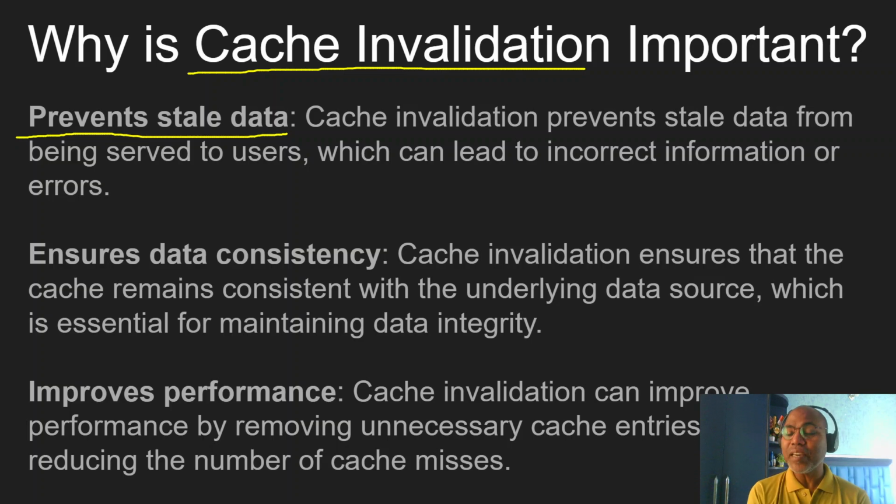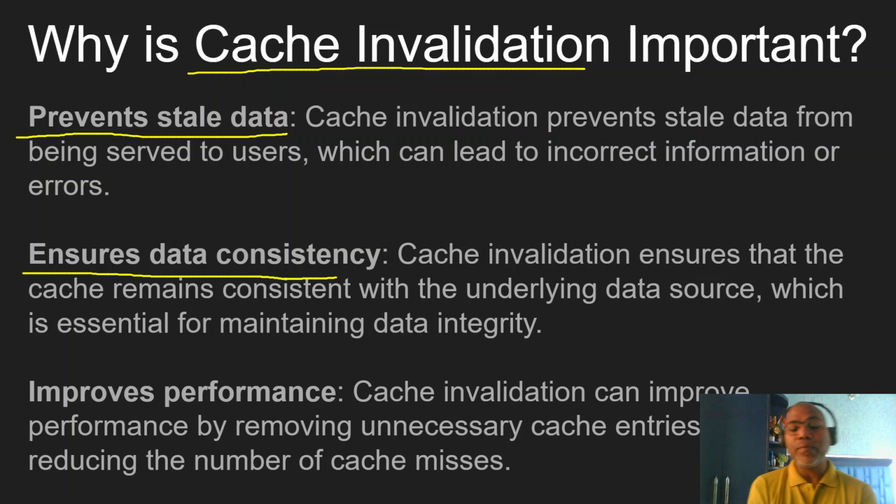So we have to be careful to invalidate our cache entries. This also ensures our data consistency. Cache invalidation ensures that cached data does not remain old in the system when the underlying data sources have changed, which is essential to maintain data integrity.